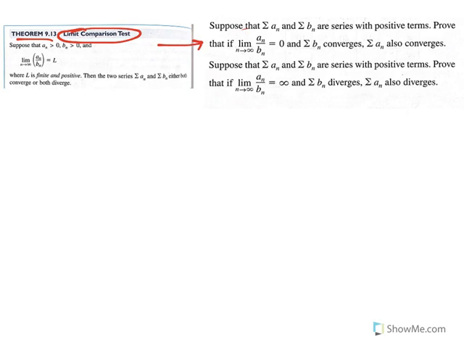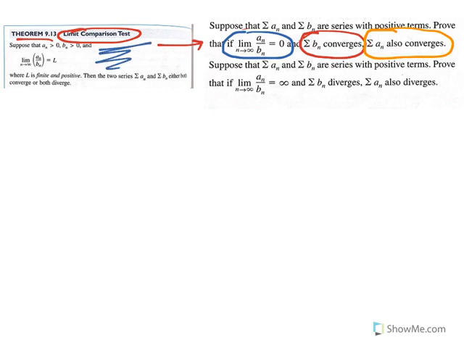So in the direct comparison test, we know that if you have a comparison series that converges, and then you have a series that you're thinking about, and you can show that the terms of the series under consideration are smaller than the corresponding terms of the convergent series, then because the larger series converges, the smaller series must converge by direct comparison.